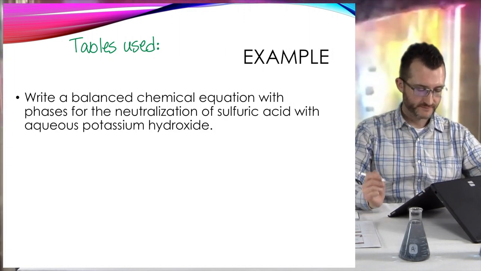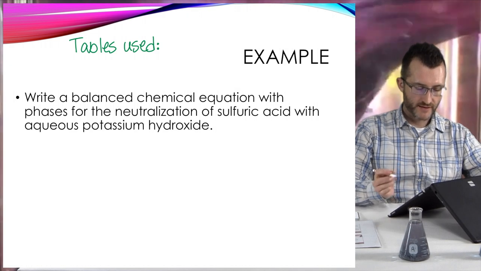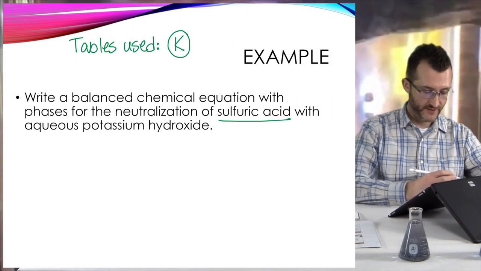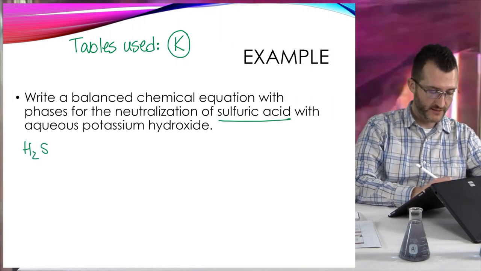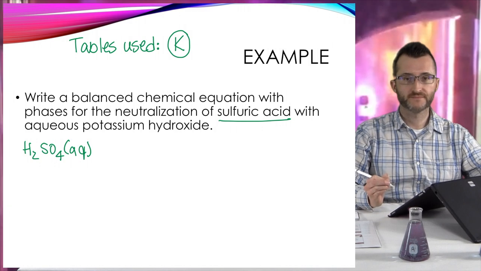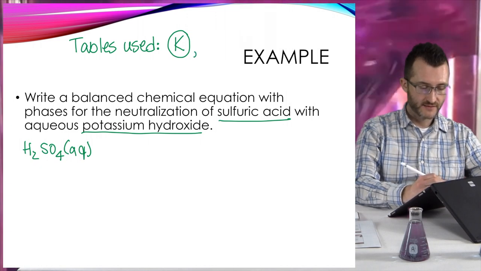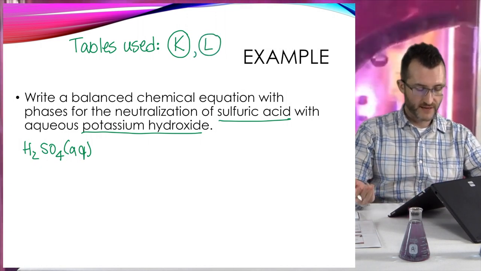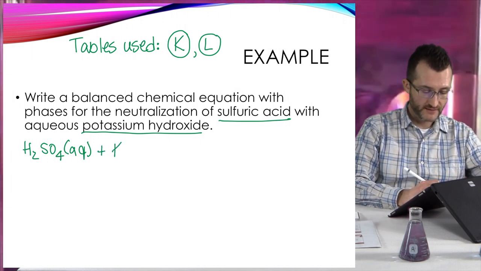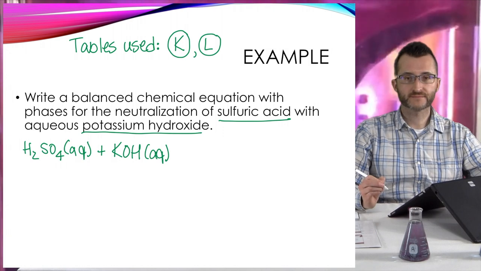The first thing we're going to do is look up the formulas for both our acid and our base. That already is two tables. I've got sulfuric acid, which I'm going to find on Table K, and sulfuric acid has the formula H2SO4. They also give me the phase right on Table K, so H2SO4 aqueous. Potassium hydroxide should be a base, so that is found on Table L, although it's just a regular ionic formula, so I could do it by looking up charges if I had to. But I do get off of Table L, KOH, and again they give me the phase. It is aqueous.